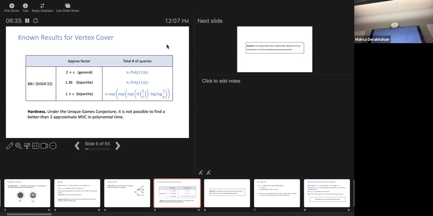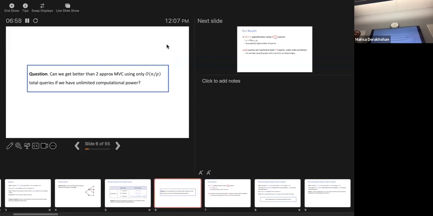And we know that under the unique games conjecture, you cannot get better than a 2-approximate solution for vertex cover in general graphs. So if we are trying to do better than that, we should allow exponential, or here unlimited, computational power. So the question we ask today is whether allowing unlimited computational power would let us design better than 2-approximation algorithms for minimum vertex cover in this setting, while having a tight number of queries.